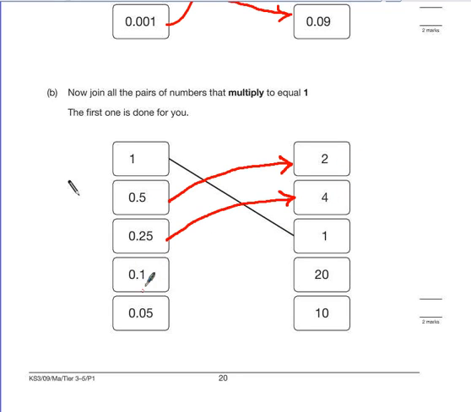Now 0.1. Now 0.1 is a tenth. It's in our tenths column and there's only one of them. So a tenth of 20 is 2, a tenth of 10 is 1. So if we multiplied these two together, 10 and 0.1, we'd end up with 1. In the same vein, if we half 0.1, we get 0.05, therefore we have to double the other number to give us 20.